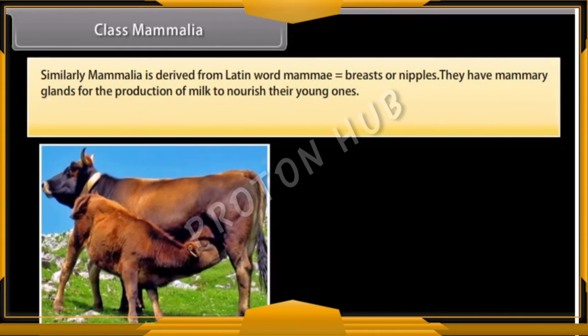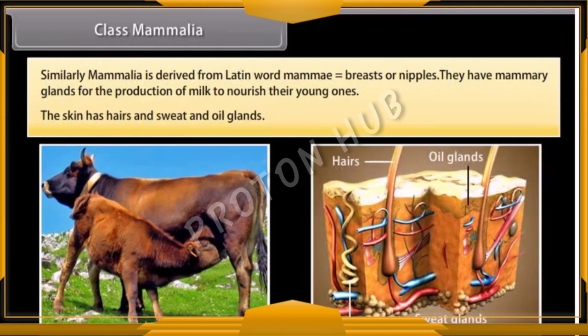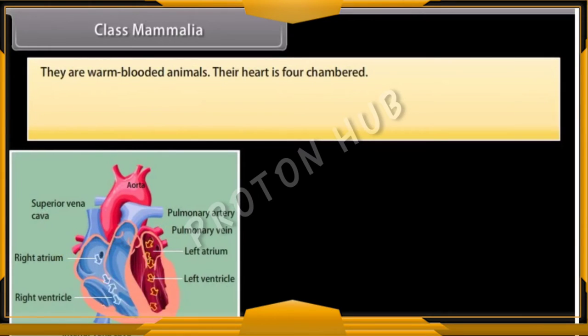Class Mammalia. Similarly, Mammalia is derived from the Latin word mammae, which means breasts or nipples. They have mammary glands for the production of milk to nourish their young ones. The skin has hairs and sweat and oil glands. They are warm-blooded animals. Their heart is four-chambered.